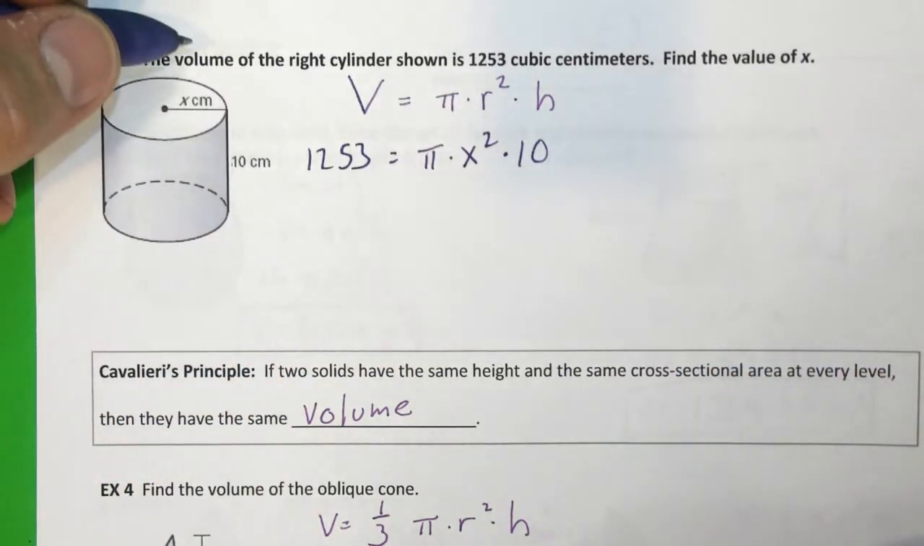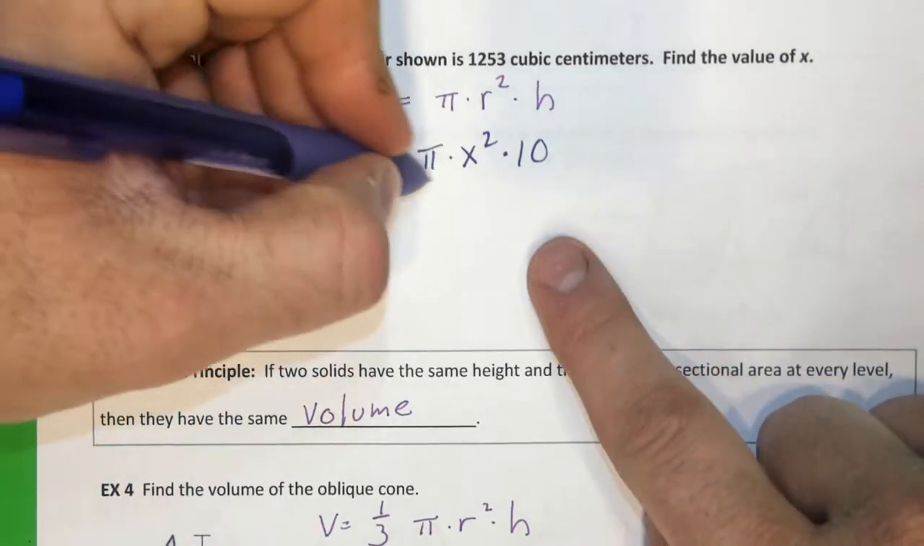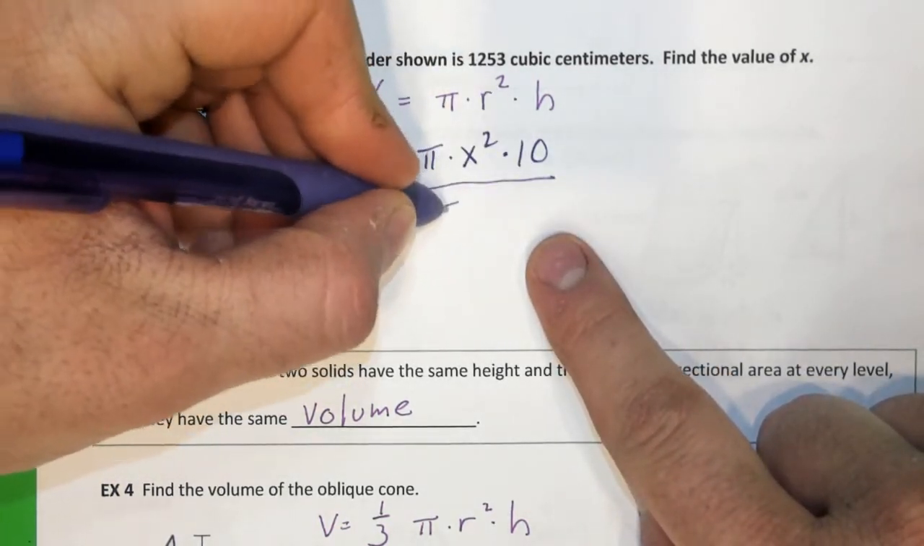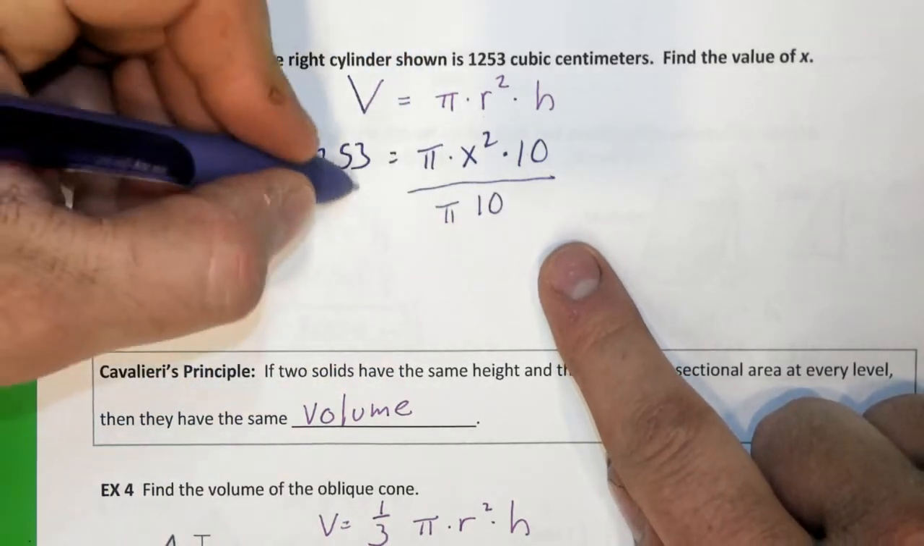Okay, so now after that, what we need to do is we just need to see if we can solve for the missing variable, which is going to be that x right there. So I'm going to be dividing to get rid of these things right here. So we are going to divide to get rid of the pi, and we're also going to divide to get rid of the 10. So we're going to divide on the left side and on the right side.